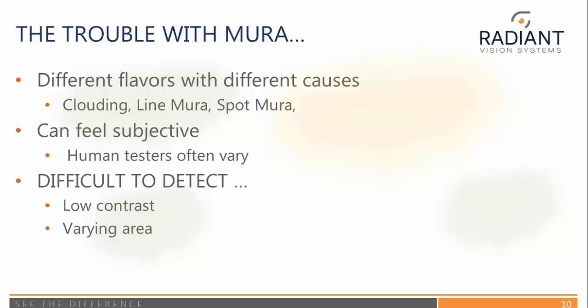But the one common part of Mura is that it can feel very subjective. That is, different human testers, which is the classic way to find this type of defect, often vary in their reports of, well, did I see the Mura? How bad was it? Where is it? All of these things are not as easy for a collection of human operators to do.